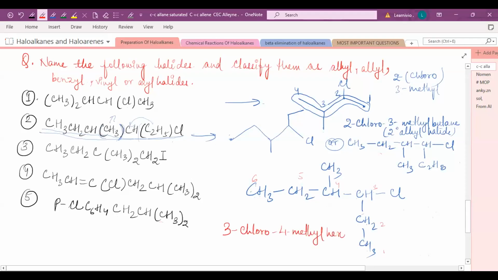And there is a single substitution, right? It means alkane is there. You don't see a double bond here. So it's a hexane, alkane. Hexane. Clear? Now tell me which type of alkyl halide it is.